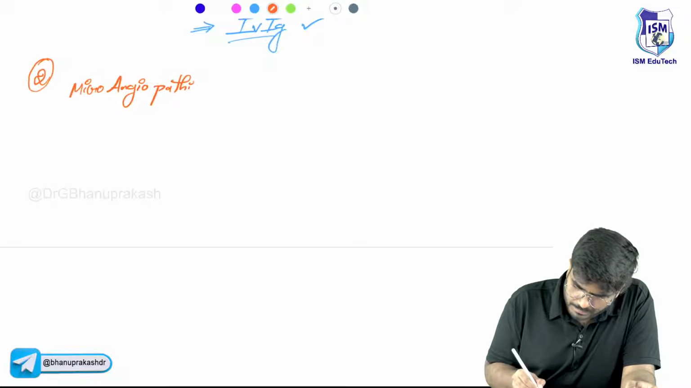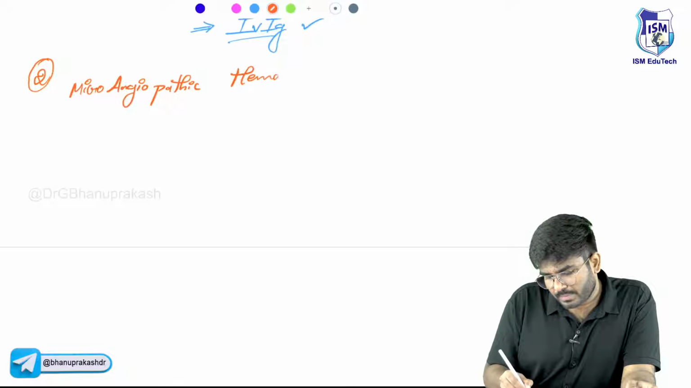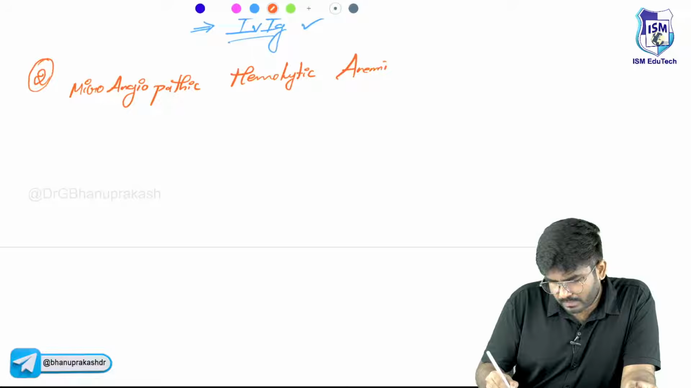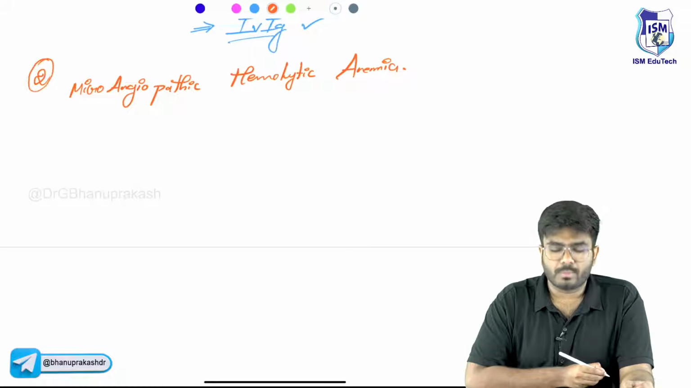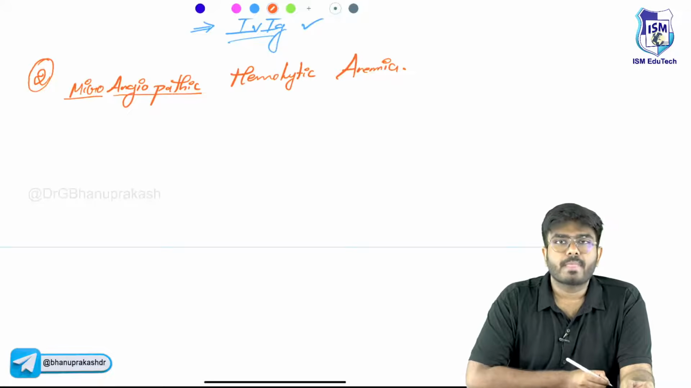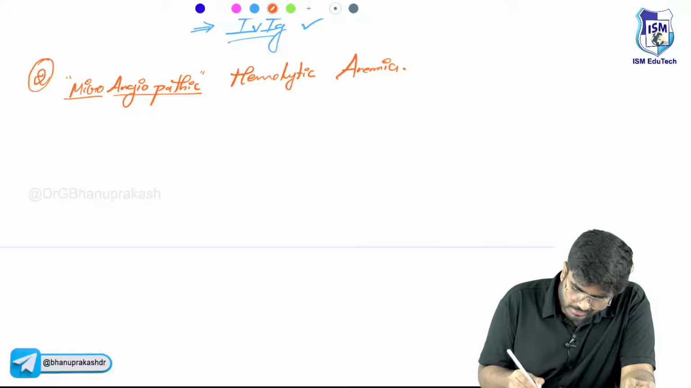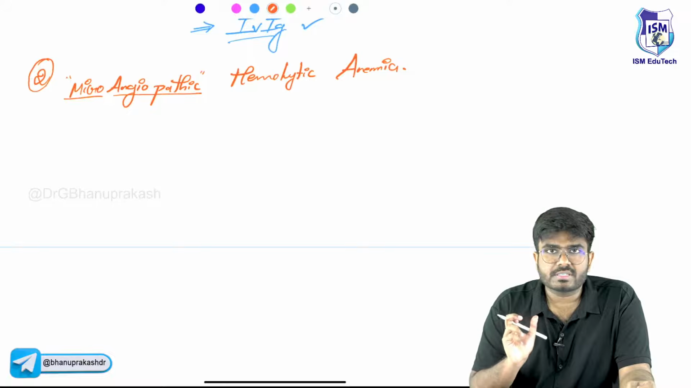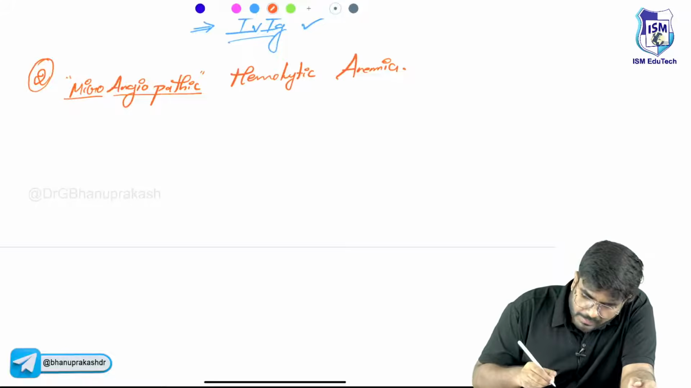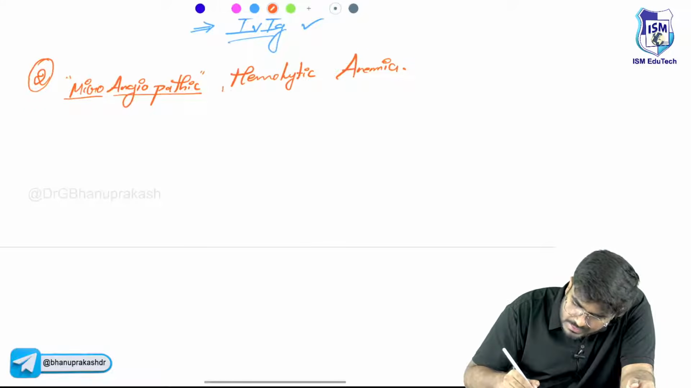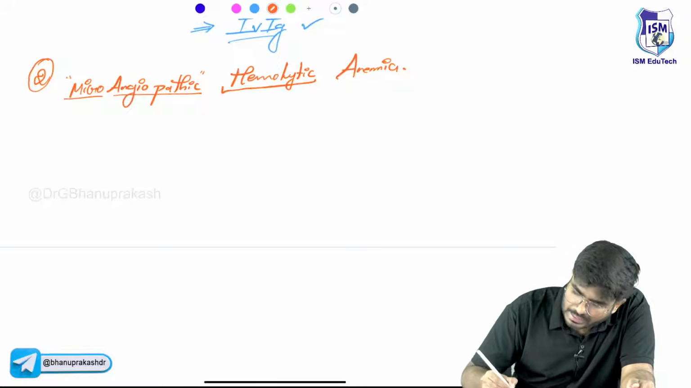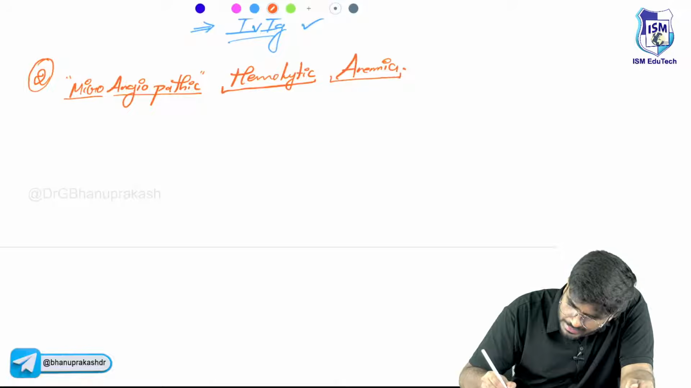Microangiopathic hemolytic anemia. Okay, microangiopathic hemolytic anemia. In the name itself, it's there. See, microangiopathic: micro means small blood vessels. There is some problem in the small blood vessels like capillaries. Because of that problem, there is hemolysis, and that hemolysis is going to cause the anemia.